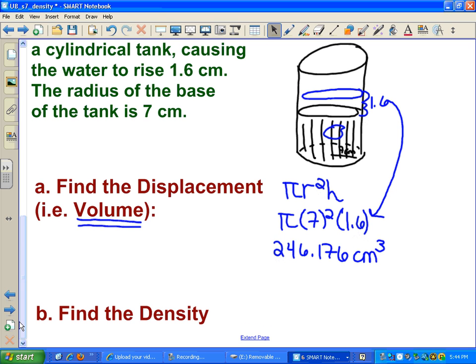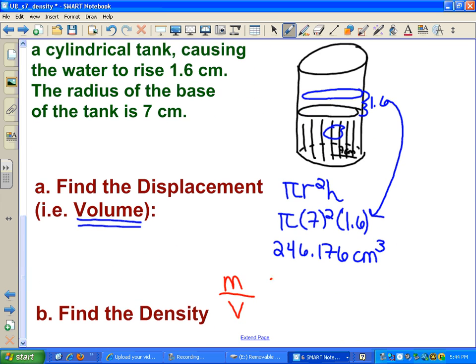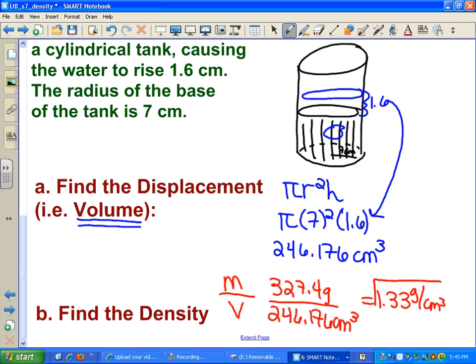The last thing it wanted me to find was the density. Well, my formula for density is the mass divided by the volume. And the mass, so the weight of this, is 327.4 grams over my volume, which is 246.176 centimeters cubed. So I'm going to take 327.4 on my calculator and divide it by 246.176. And I get 1.33, and my units are grams per centimeter cubed. So there you go. That's how you find displacement and density.